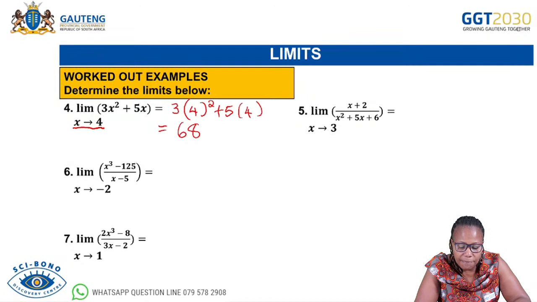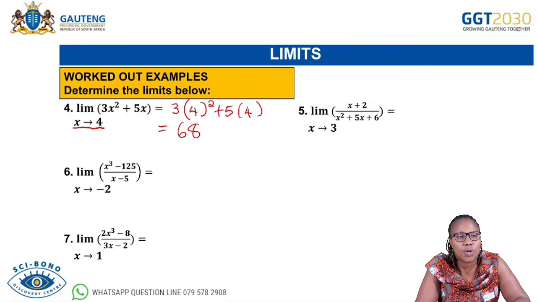On number 5, we are having the limit of x plus 2, now in a fraction form, divided by x squared plus 5x plus 6. The minute you have a fraction, grade 12, you must be very careful. That means somewhere, somehow, you will be involving your factorization.